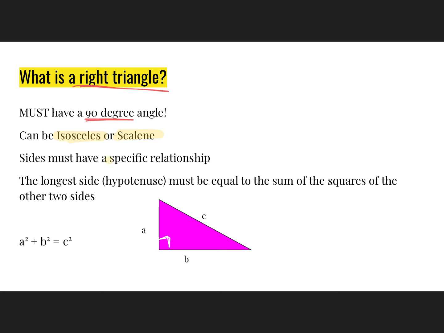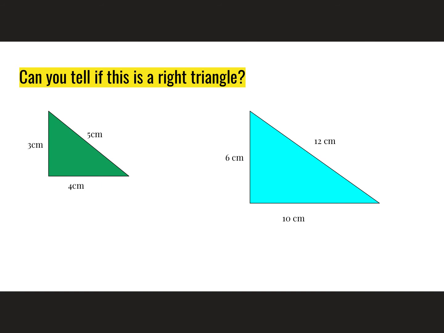Finally, the sides must have a specific relationship. The sides of a right triangle always have this specific relationship. The square of the longest side, the hypotenuse, which by the way is the side directly across from your right angle, must be equal to the sum of the squares of the other two sides. So in this case, side A squared plus side B squared must equal side C squared. That is how we know it is a right triangle. We can't tell by looking, by the way.